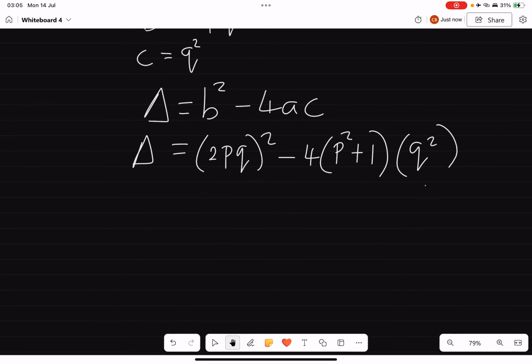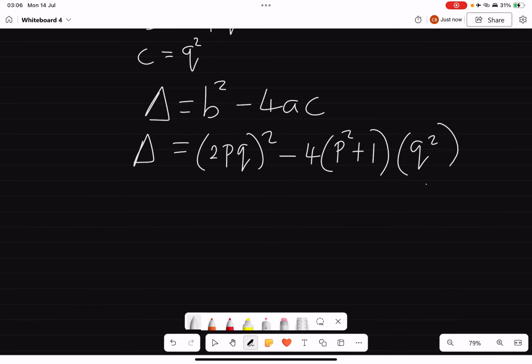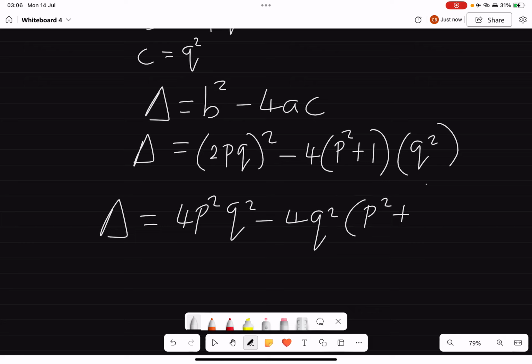And then we expand our thing. So the discriminant becomes 4p squared q squared. That is this bracket. Right? And then there we're going to have minus. Actually, let's do this. I'm going to firstly do this. The negative 4, I'm going to multiply it with the q squared. So I have minus 4q squared times (p squared plus 1).